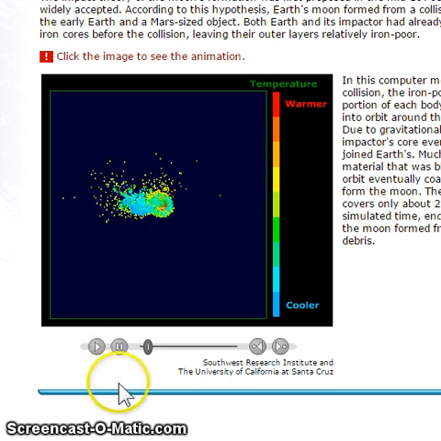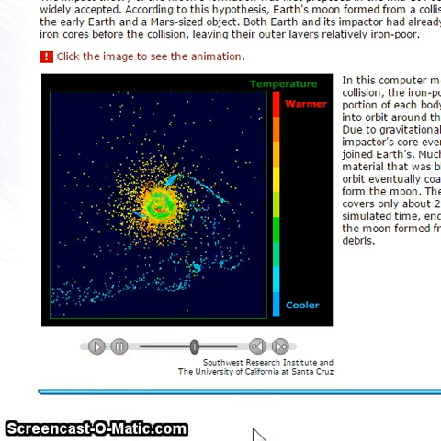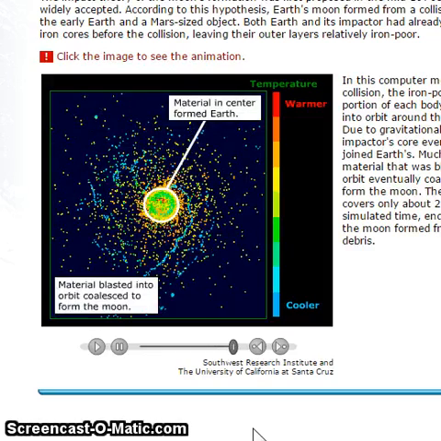Here's a quick animation as to what was happening. That early planet-sized object hit early Earth. All that debris started to move outward and spin around the Earth, and then came together to form our moon.